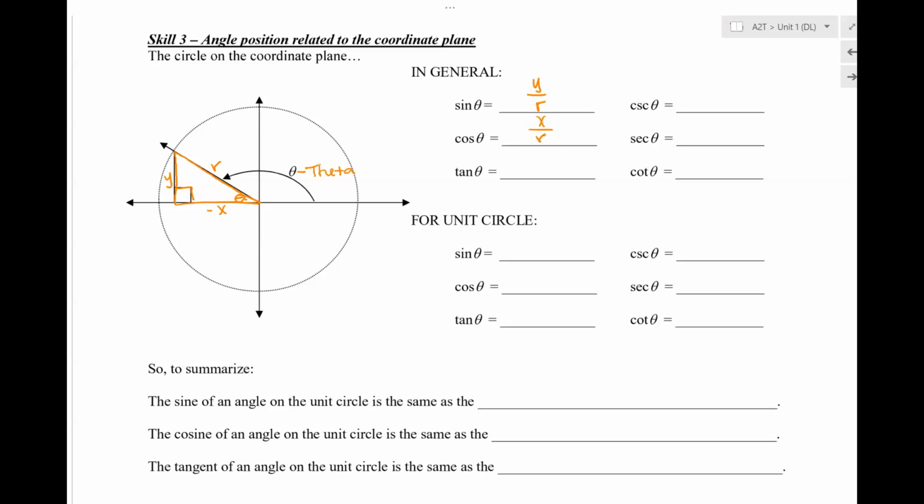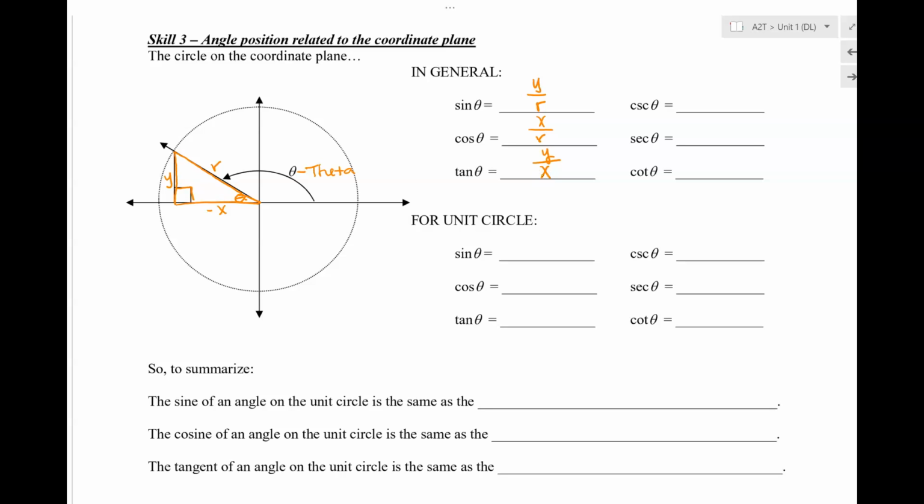For cosine, it would be x over r, adjacent over hypotenuse. The hypotenuse is the radius of the circle we've rotated around, and then x is how many units we've traveled along the x-axis. For our example, we're in the second quadrant, so you might be thinking, well, why isn't x negative? Well, if I'm in the second and third quadrant, it would be.